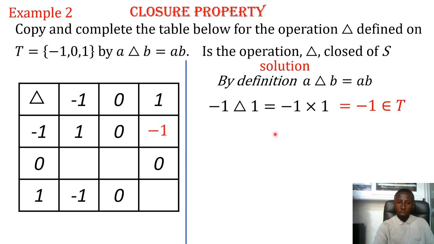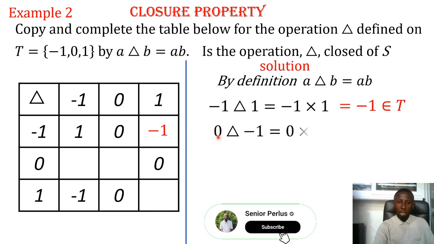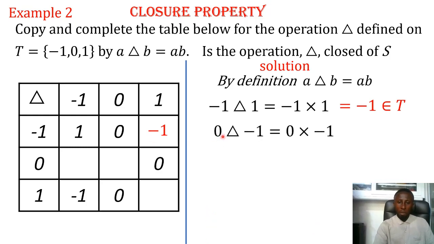Okay, so let's check the next one. I write it here. Another example, mine is 0 and -1. So 0 times -1, since it's A times B, is 0. And 0 belongs to T, right?